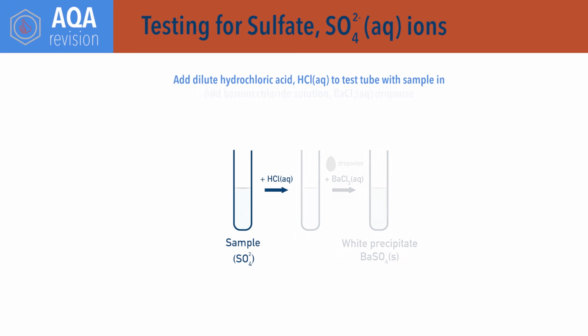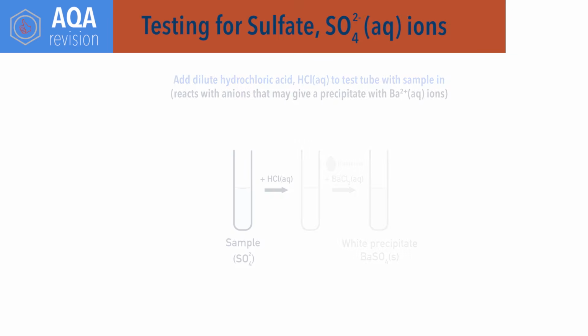Hydrochloric acid is added to the sample solution first to help react with and remove any other impurities that may cause a precipitate to form. It should be hydrochloric acid that is added rather than sulfuric acid, as otherwise sulfate ions from the sulfuric acid would react with the barium ions from the barium chloride to form barium sulfate.